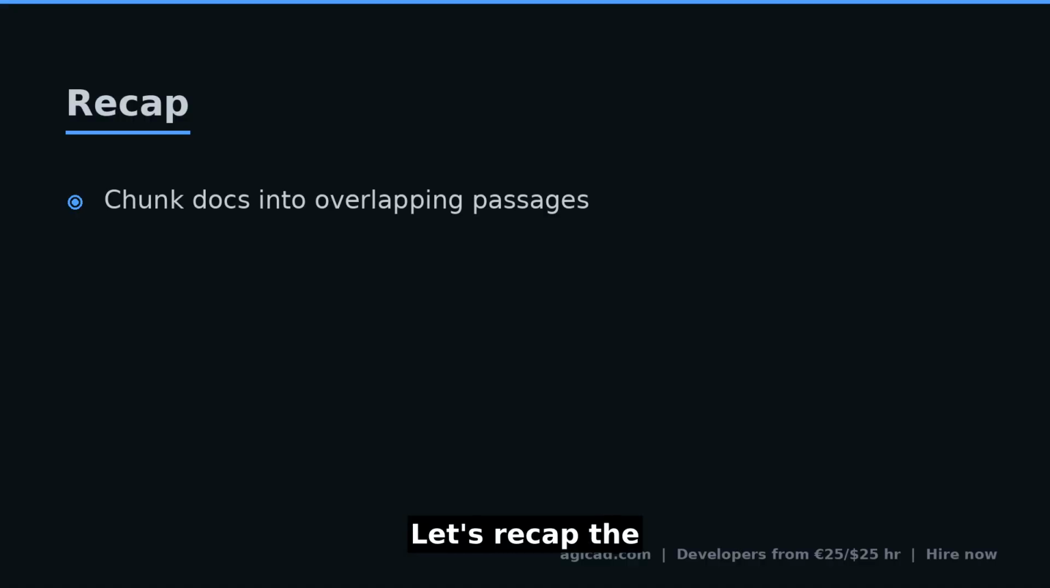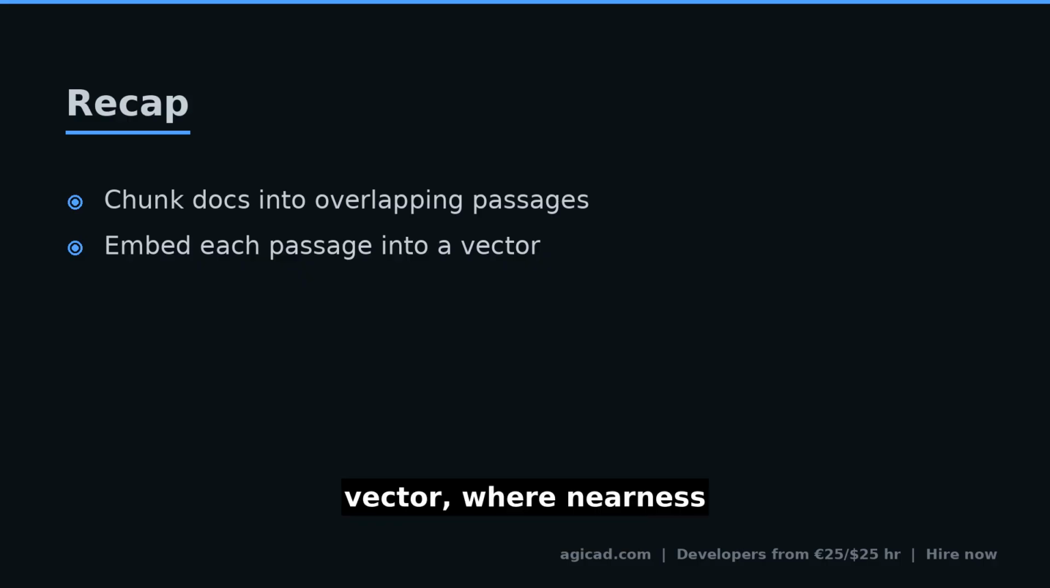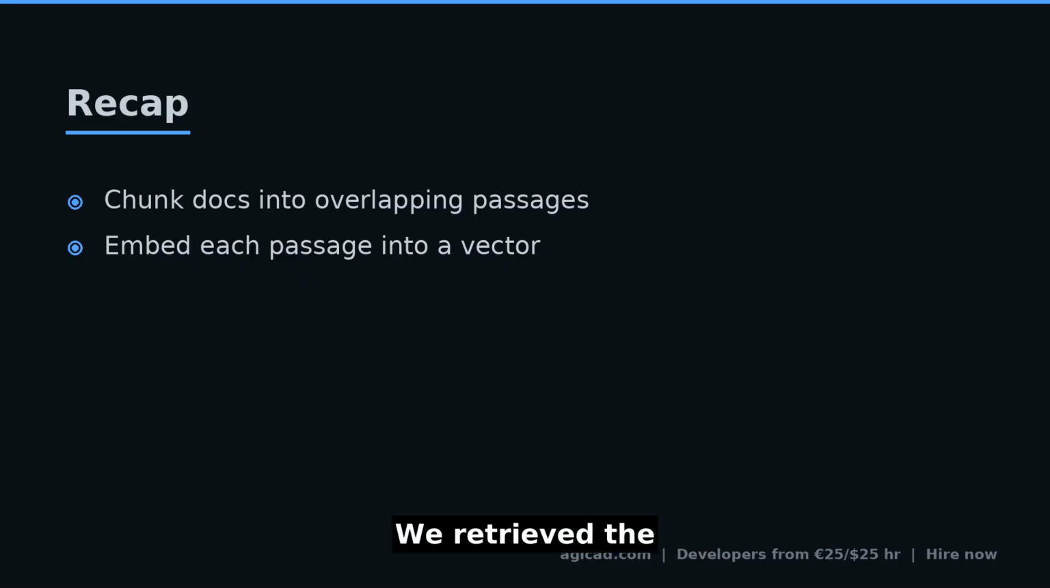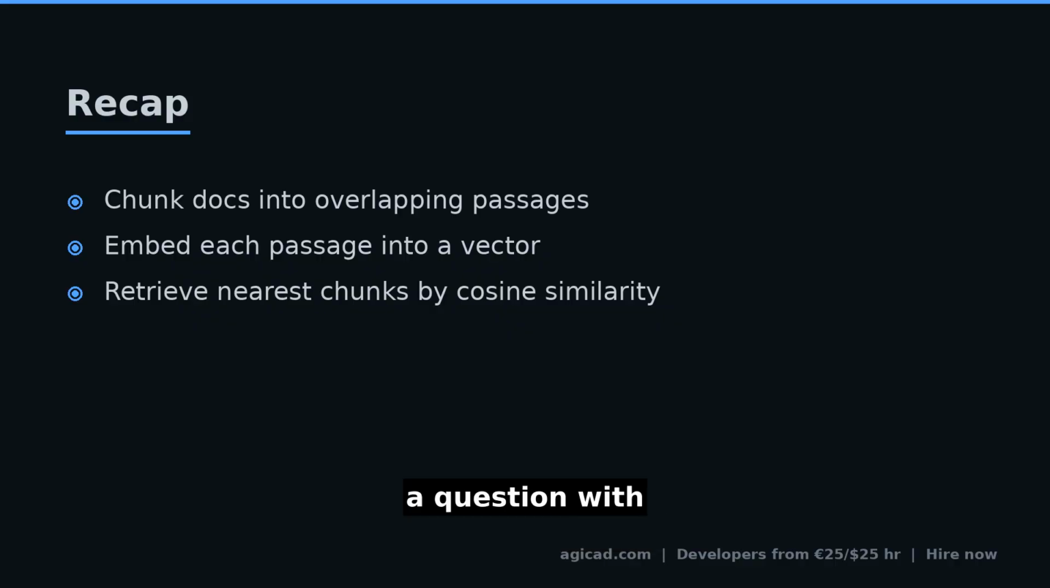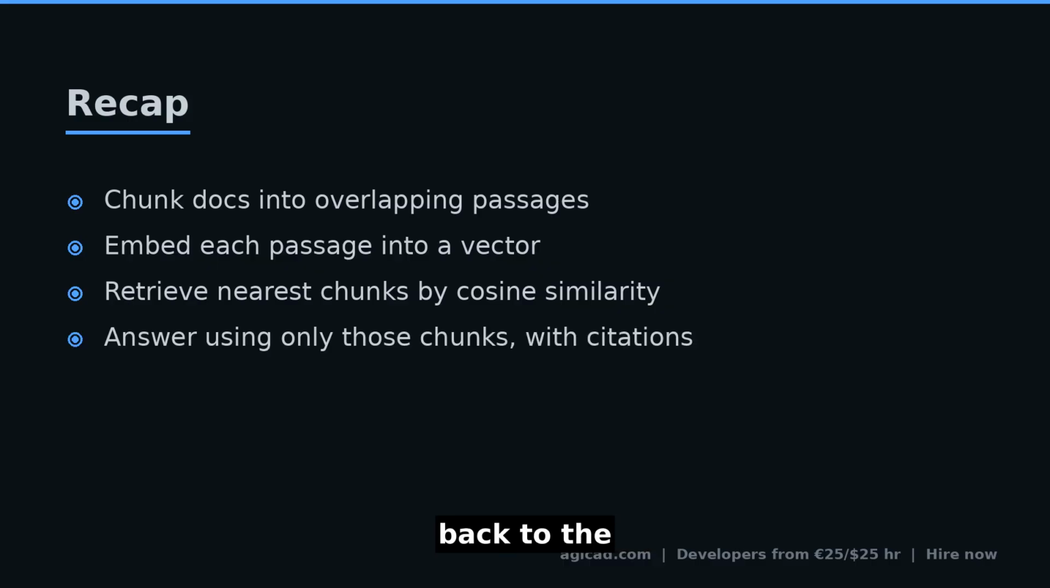Let's recap the whole build. We chunked documents into overlapping passages so no idea is cut in half. We embedded each passage into a vector, where nearness means similar meaning. We retrieved the nearest chunks to a question with a single numpy dot product. And we answered using only those chunks, with inline citations back to the source files.